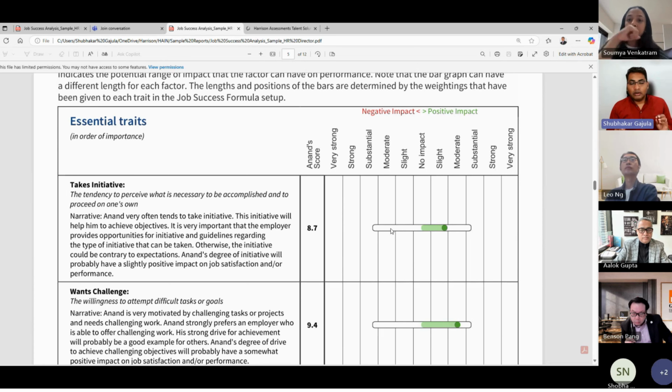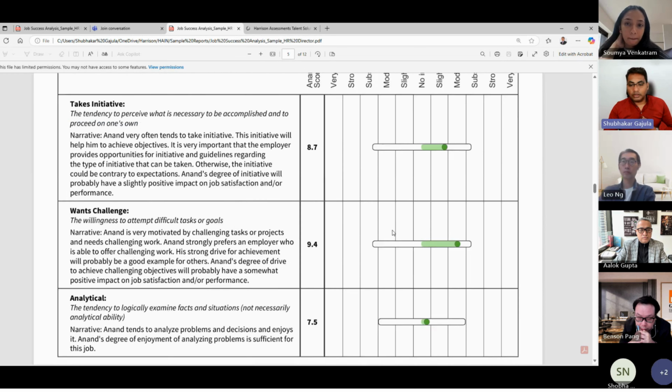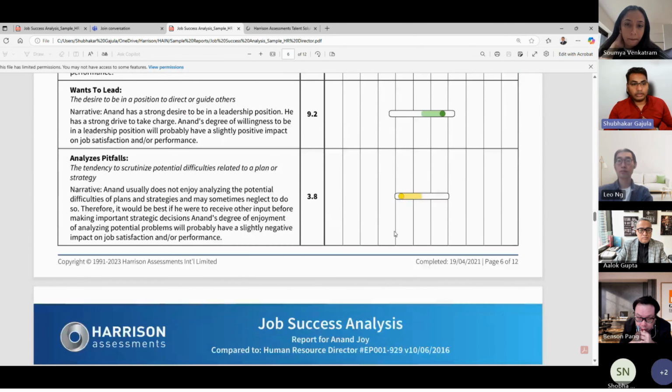I'm repeating this again, the keywords. Each trait can have either a no impact, a positive impact, or a negative impact on the job depending on my preference. So here my preference is 8.7 and it is having a positive impact. Assuming my score is only a 3 or a 2 on takes initiative, this green dotted thing might have moved to the left side, showing a negative impact.